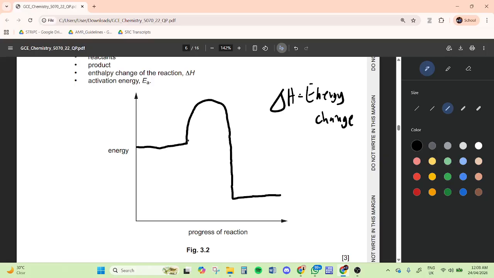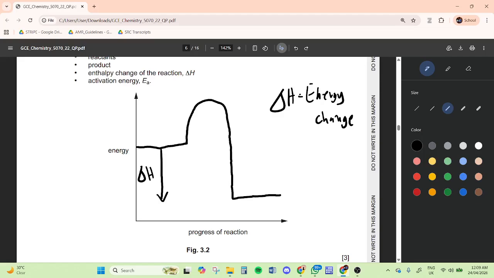So your del H is not going to be this entire thing. Your del H is just going to be here. You're going to draw an arrow over here and give it a del H over here. Because your energy went from, say, for example, this is 10 and this is 5. So your energy went from 10 to 5. That is your del H.